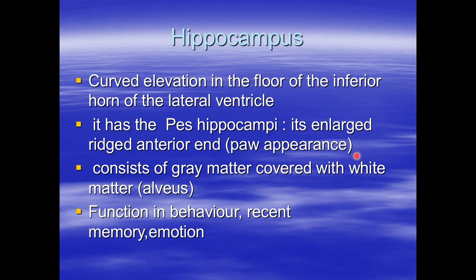Regarding the hippocampus, it is a curved elevation in the floor of the inferior horn of the lateral ventricle. So we go to the inferior horn of the lateral ventricle, which is located in what lobe of the brain? Which lobe? Frontal, temporal, parietal, or occipital? The inferior horn of the lateral ventricle. Where is it located? In which lobe of the brain? Temporal lobe, exactly. So the inferior horn of the lateral ventricle is located in the temporal lobe of the cerebrum or cerebral hemisphere.